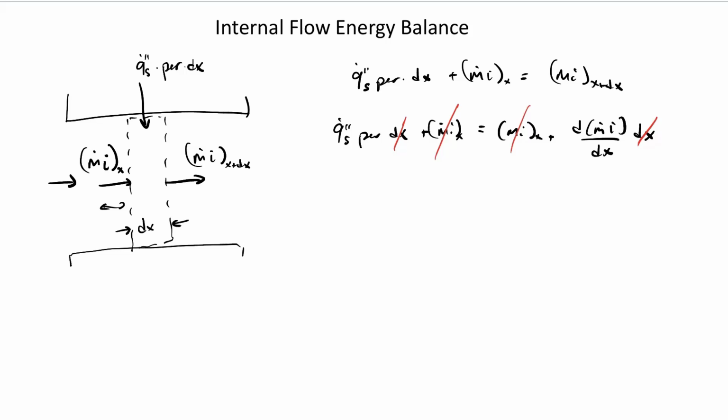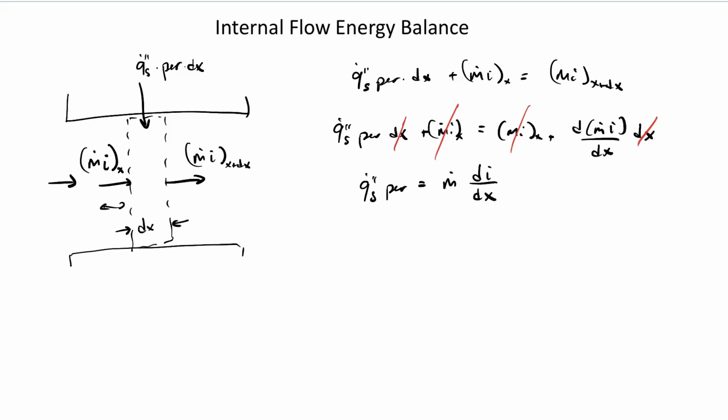And we're left with our final ODE, which is q dot double prime s times perimeter is equal to m dot times dI/dx, the derivative of enthalpy with respect to x. So it's a really simple ODE, but it just comes from solving what's happening in the fluid. Maybe not something we really thought about before, since we just took the fluid temperature as a given. But it's pretty straightforward to do this.